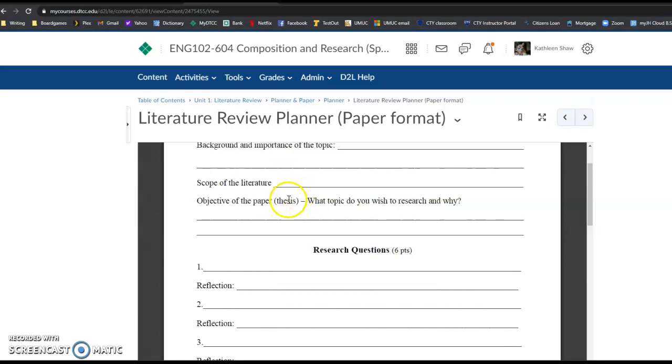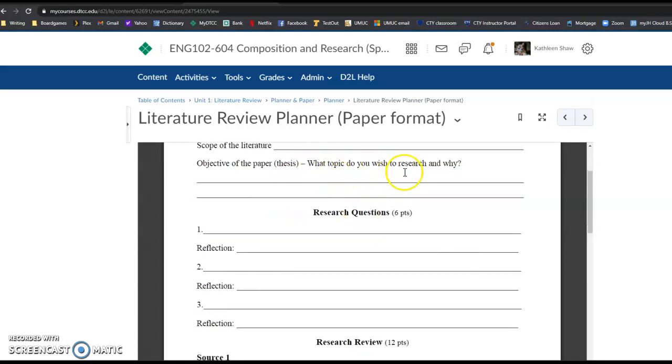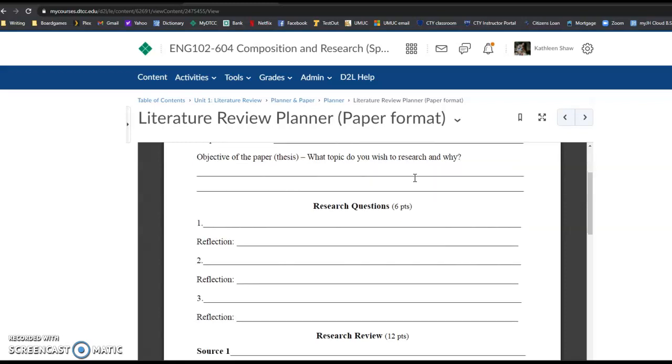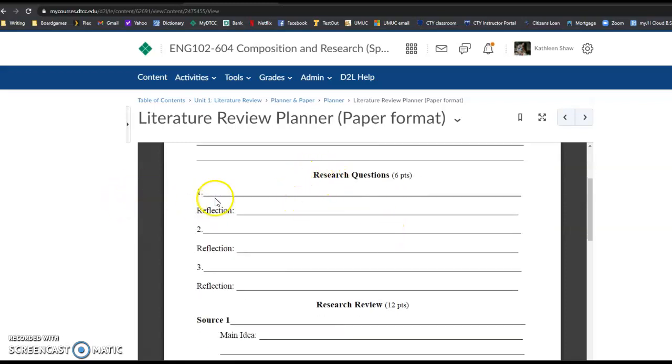The objective of the paper, this is like your thesis. What topic do you wish to research and why? So, it's a pretty easy thesis for this particular paper. What are you interested in researching as a topic and why does it grab you? Why do you think it's significant and important? Here in the research questions section, you're just going to list the research questions that you came up with. So that's something you're working on for even the source evaluation. What are those three questions?